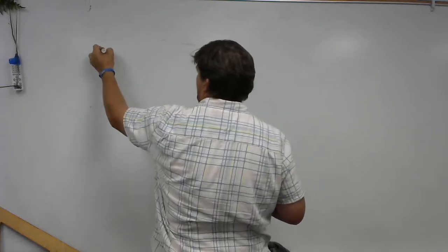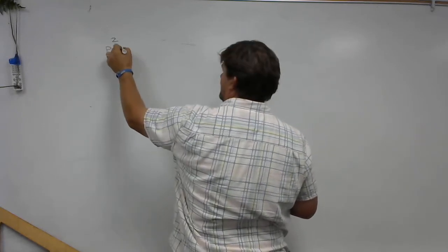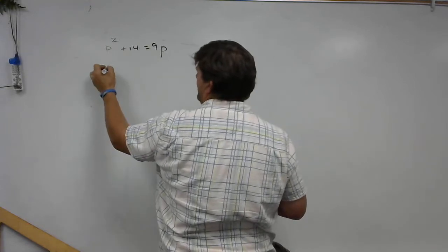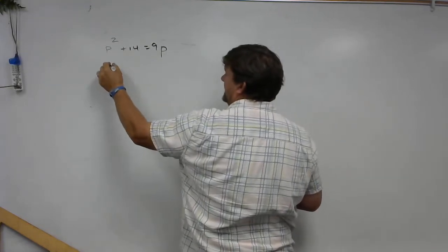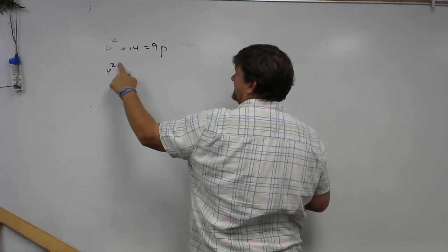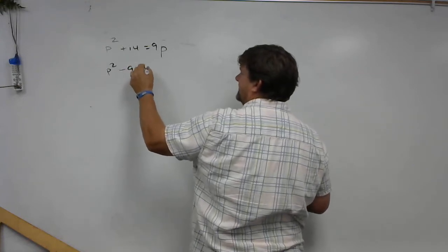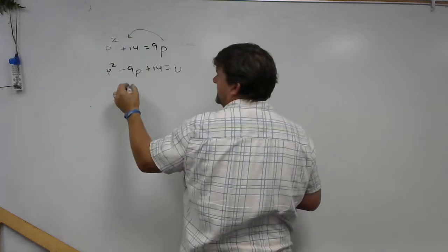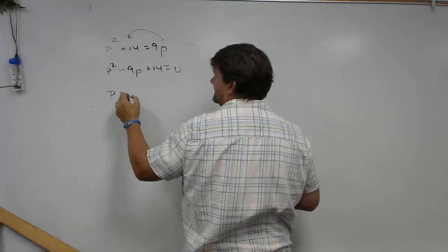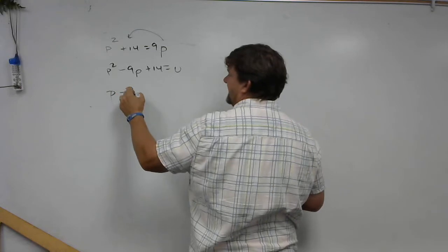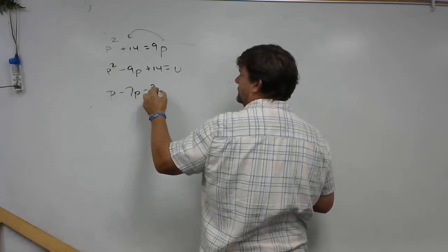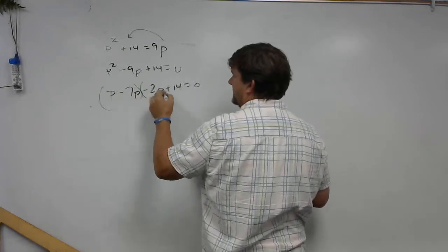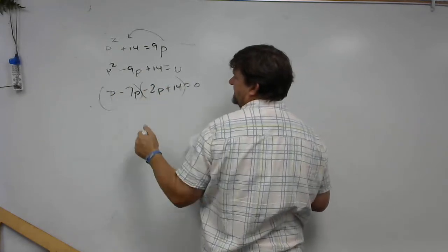So p squared plus 14 equals 9p. We're going to move everything to the left. p squared minus 9p plus 14 equals 0. I just moved that over. So then p squared minus 7p minus 2p plus 14. This is a different way to do it. Can factor by grouping. I just split the 9 into 2 numbers.